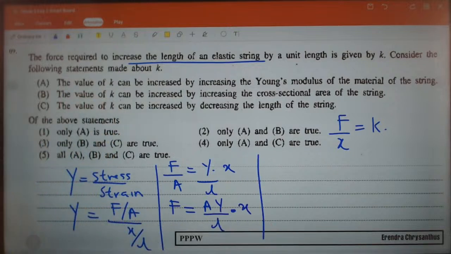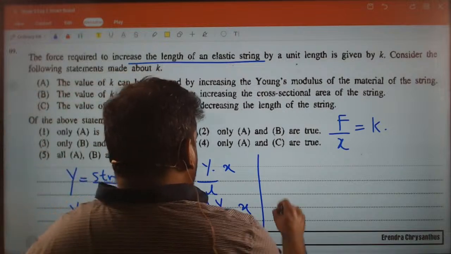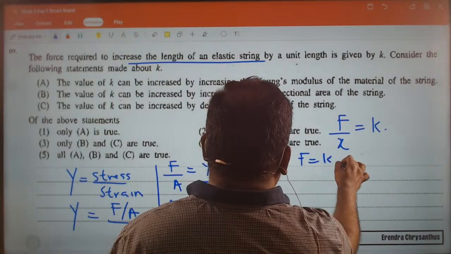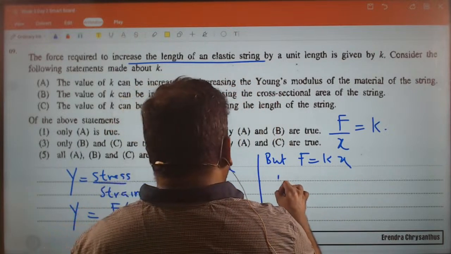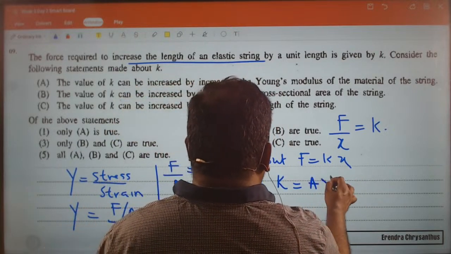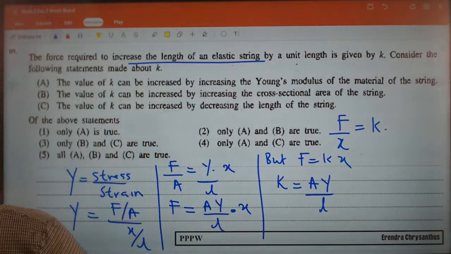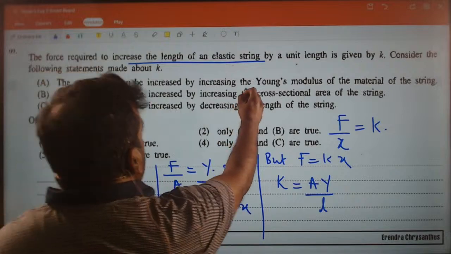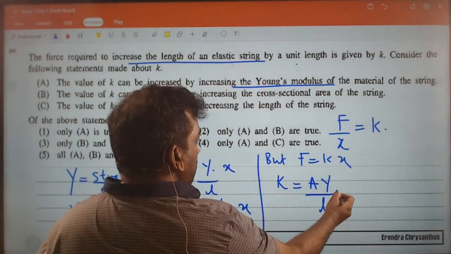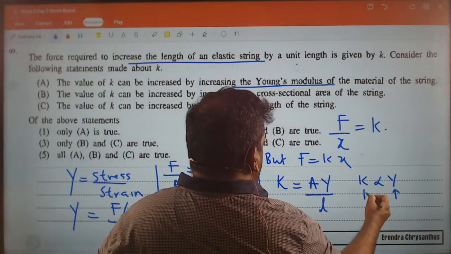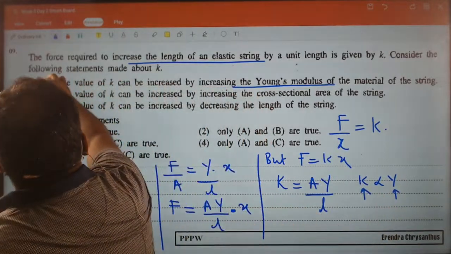Look at the board carefully. All of you know F is equal to Kx. Compare: K is equal to A times Young's modulus over L. Look at the board now. The value of K can be increased by increasing the Young's modulus, correct? K is proportional to Young's modulus. Young's modulus increases, K increases. Statement A is correct.